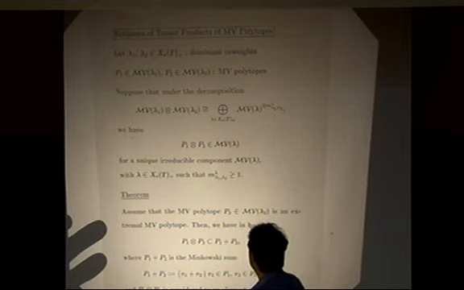Now let lambda 1, lambda 2 be dominant co-weights and P1 and P2 be MV polytopes. Suppose now that under decomposition of this tensor product, MV lambda 1 times MV lambda 2 into connected components MV lambda with multiplicity M lambda, lambda 1, lambda 2. Then we suppose that we have P1 times P2 is in MV lambda for a unique irreducible component MV lambda with a dominant co-weight lambda such that M lambda, lambda 1, lambda 2 is greater than or equal to 1. Now our first main theorem is this.